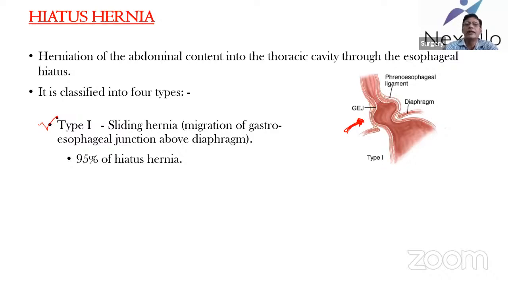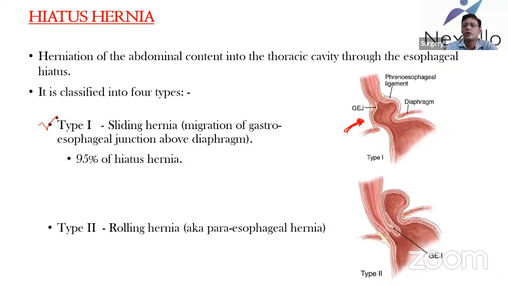The second variant that we have for the hiatal hernia is known as the rolling hernia. Now, in this rolling hernia, as you can see in this picture, this upper part of the stomach has rolled up into the thoracic cavity by the side of the esophagus. And therefore, this is known as the rolling hernia.